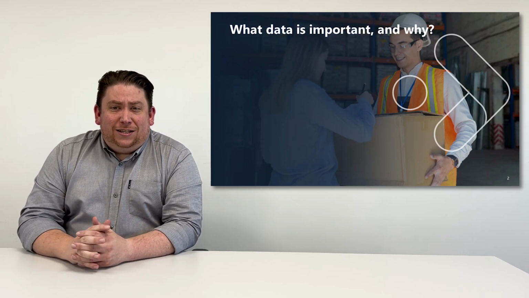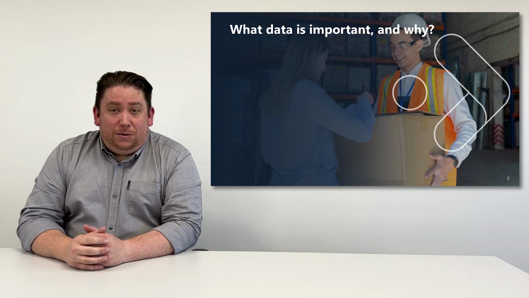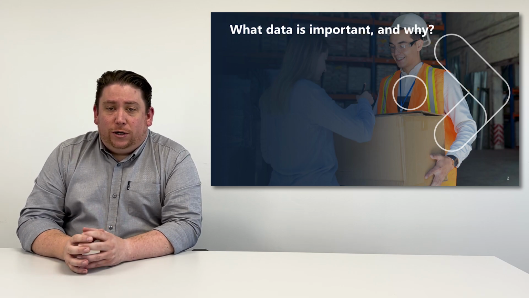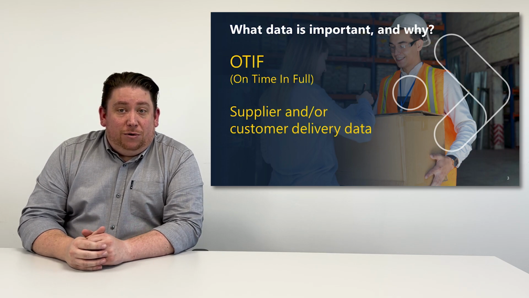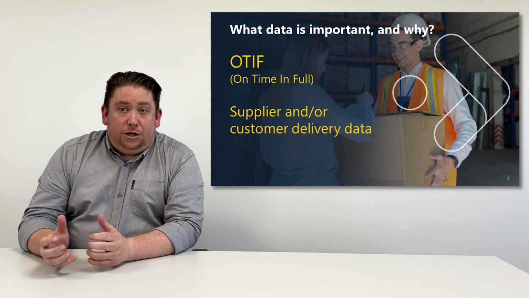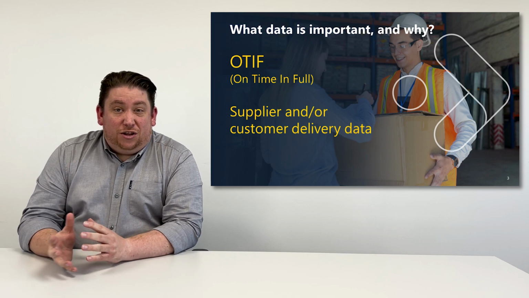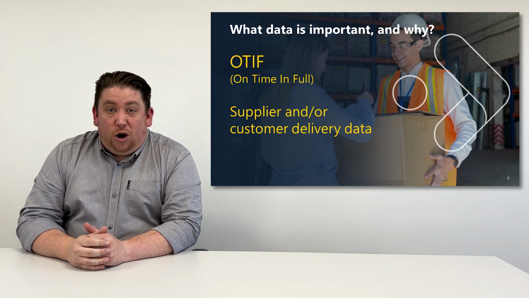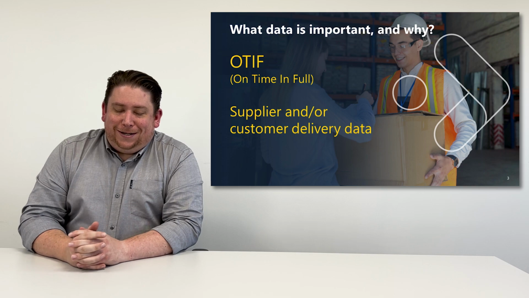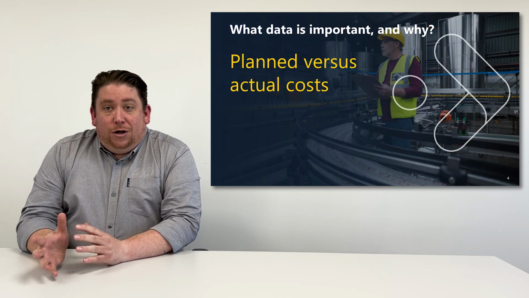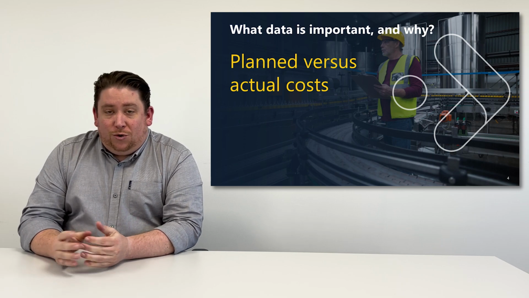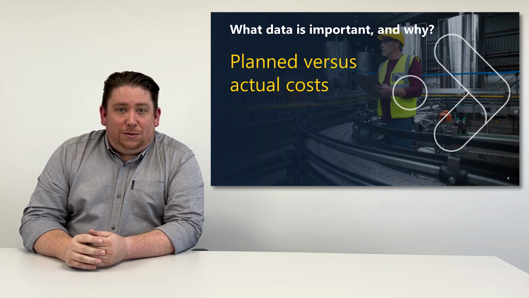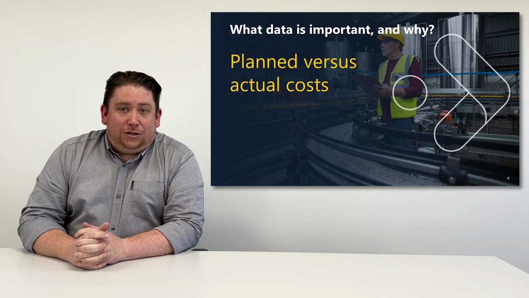So what sort of information is important for you to be looking at, and why is it important? In your ERP system, you'll expect to see things like OTIF, looking at your supplier and your customer delivery data, making sure that you're supplying on time, in full, and your suppliers are doing the same to you. Looking at your planned versus your actual costs, getting into what did I expect things to cost me to make versus what they actually cost.